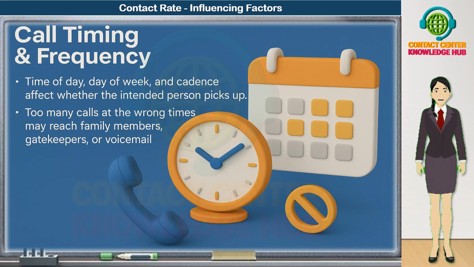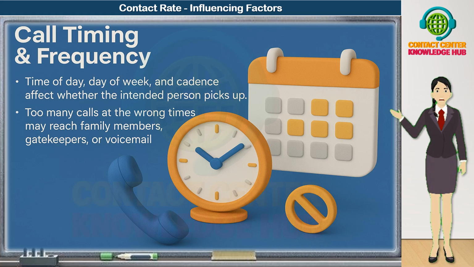Now, let's look at another crucial influencing factor, call timing and frequency. When and how often you call can make a significant difference in whether you actually reach the intended customer. The time of day, the day of the week, and the cadence of your outreach all play a key role in determining success. For instance, calling during working hours might push your call straight to voicemail, while contacting customers during early evenings or weekends often leads to better connection rates.